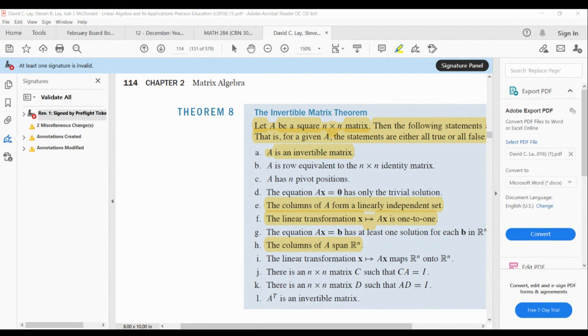So the point is that if A is an invertible matrix, it implies a lot of things. For instance, if A is invertible, the columns of A form a linearly independent set. Statement A implies statement E. Statement E implies statement H: if the columns of A form a linearly independent set, then the columns of A span R^n, n-dimensional space. Okay. If the columns of A, statement E, form a linearly independent set, that implies statement F, that the linear transformation taking the vector X to A times X is a one-to-one transformation. So there's a lot of cool things.